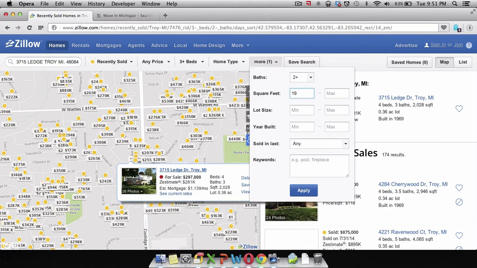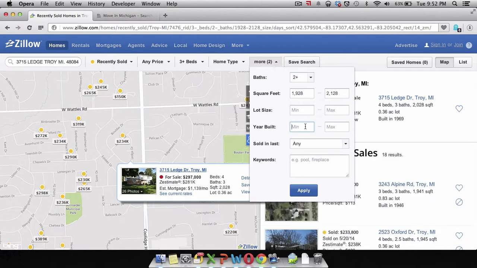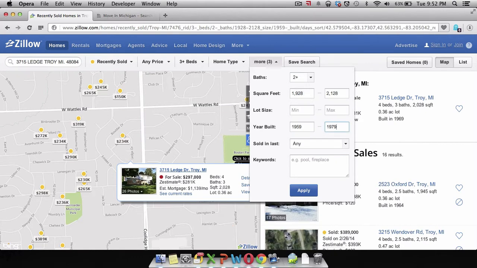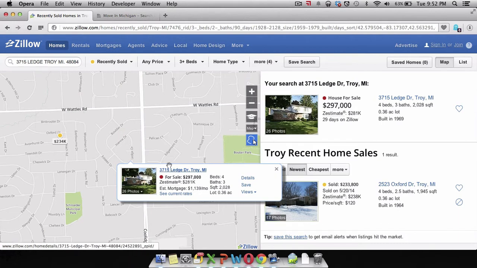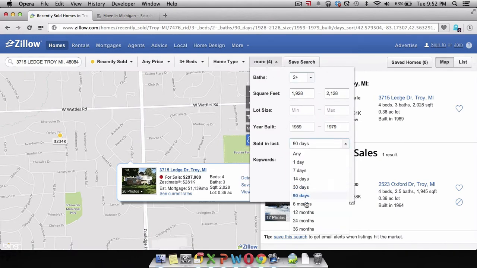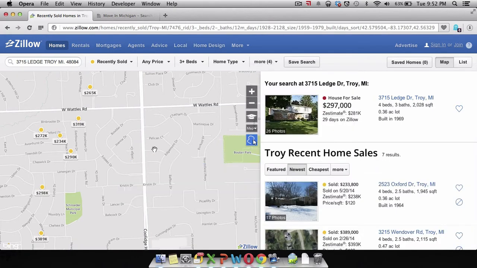It's 1928, and I will put 2128 because I want something that's comparable in size. And then year built for my property is 1969, so I'll put in 1959 and 1979. And I tend to like to look at sort of like the last 90 days to see what's happening. And I see that there's one property that sold in the last 90 days, just to see how much activity has happened real close to my property. But I will also go out to as much as the last 12 months just to see what's happening.